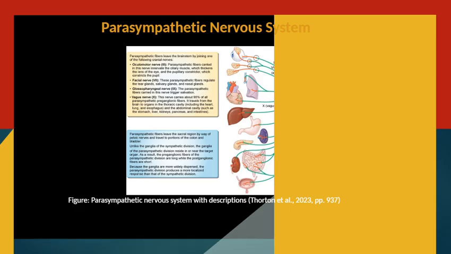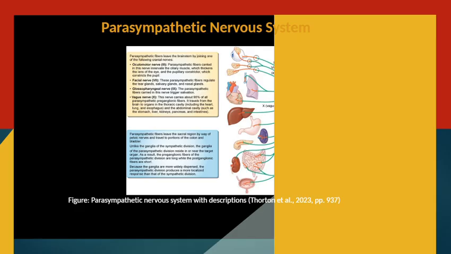Cranial nerve 7, the facial nerve, stimulates tear glands, nasal glands, and some salivary glands. Cranial nerve 9, the glossopharyngeal nerve, also contributes to salivation. Damage to these cranial nerves can cause dry mouth, dry eyes, difficulty focusing the eyes, or impaired swallowing.